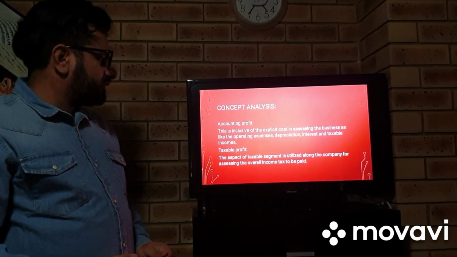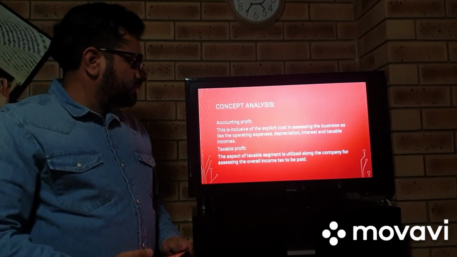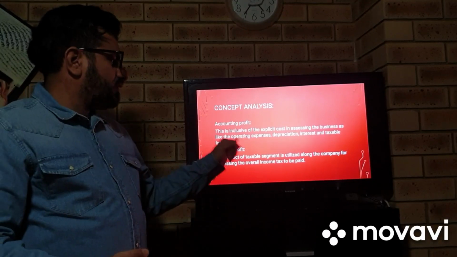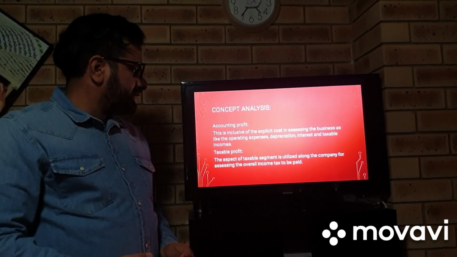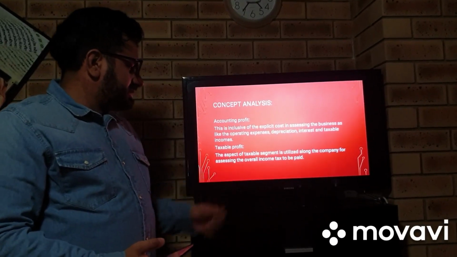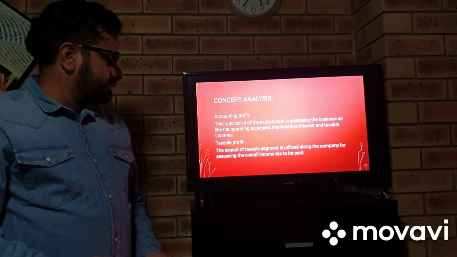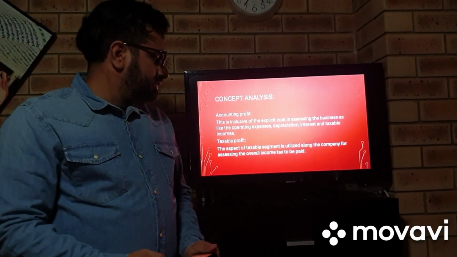The first is the accounting profit. In this, we can clearly say that this is exclusive of external costs and expenses of a business, like the operating expenses, depreciation, interest and taxable income. And second is taxation profit, and this aspect of taxation is utilized by the company to assess the overall income tax to be paid.